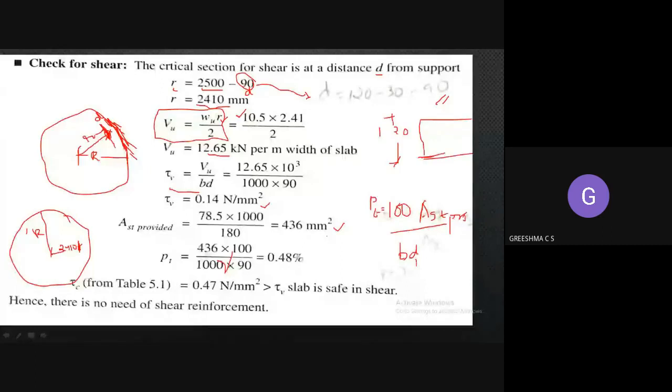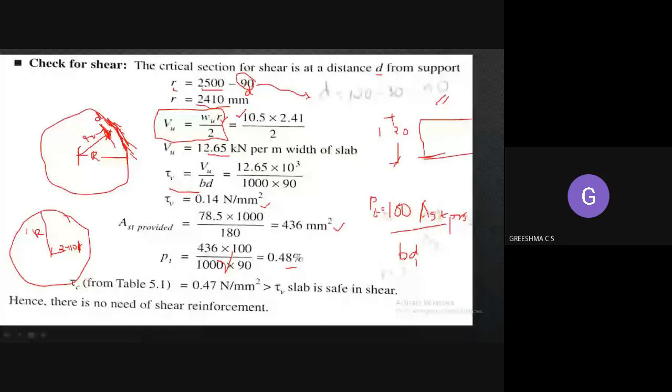So if from the equation it is 420, but actually when we provide it, it reaches 436 mm square. So this is the actual reinforcement that we have provided. Now based on this, find out the percentage of reinforcement ratio. That is 100 AST divided by B into D. 100 into AST, that is 436, divided by B into D. So you will get the percentage of reinforcement ratio as 0.48.